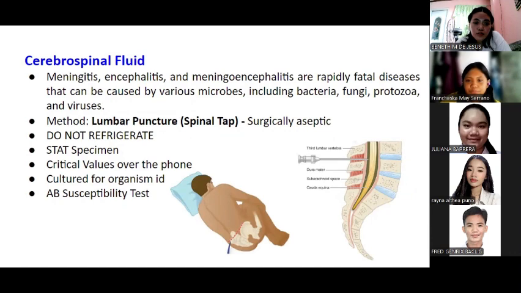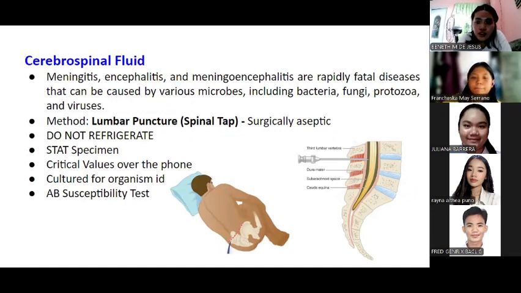So, for the cerebrospinal fluid, ginagawa to diagnose certain neurologic disorders. This may include infections, katulad na meningitis, encephalitis, meningoencephalitis, or rapidly fatal diseases that can be caused by various microbes including bacteria, fungi, protozoa, and viruses.